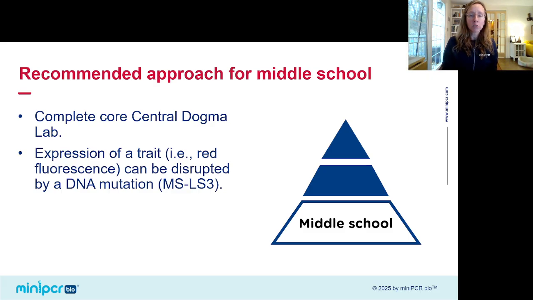And you can focus your discussion around the idea that expression of a trait can be disrupted by a DNA mutation. So in this case, our trait is red fluorescence. And in tube 4, as we saw, the expression of that red fluorescence was disrupted by mutating our DNA. If you focus the discussion in that way, it would service NGSS Middle School Standard LS3 very well.